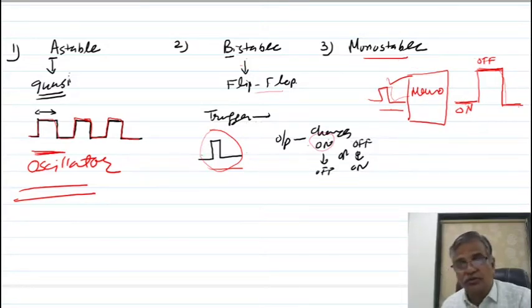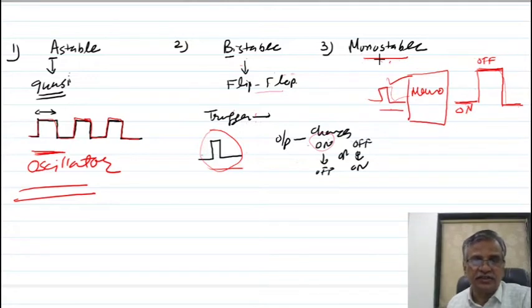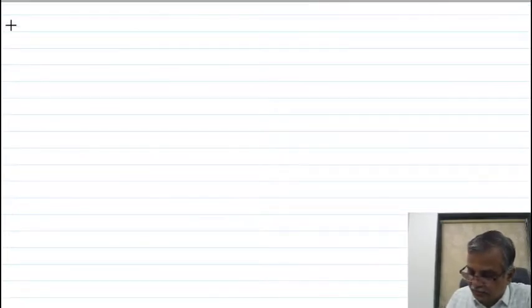So monostable also requires the trigger input. Bistable also requires the trigger input. So these two circuits are not oscillators. Only the astable circuit is known as an oscillator. So today we are discussing the astable multivibrator circuit.